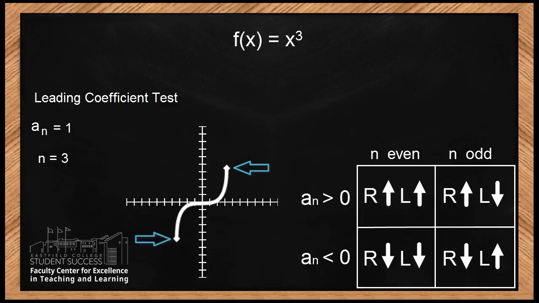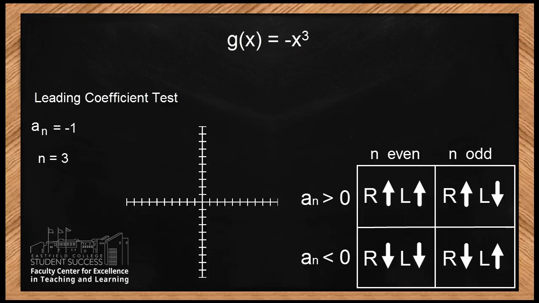Now let's remember our transformations. What would happen if now I multiply this x cubed by -1? Isn't that a reflection over the x-axis? So now the graph looks like this. Look what happens to the ends. Now right end points down and left end points up.